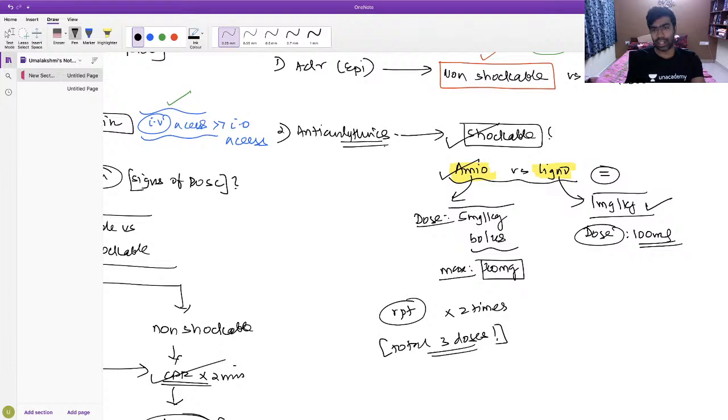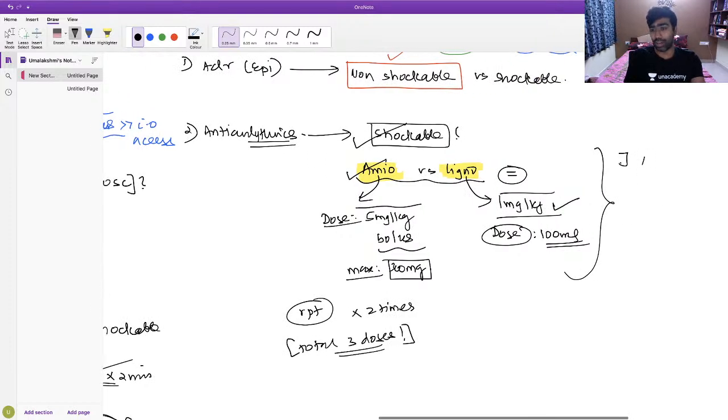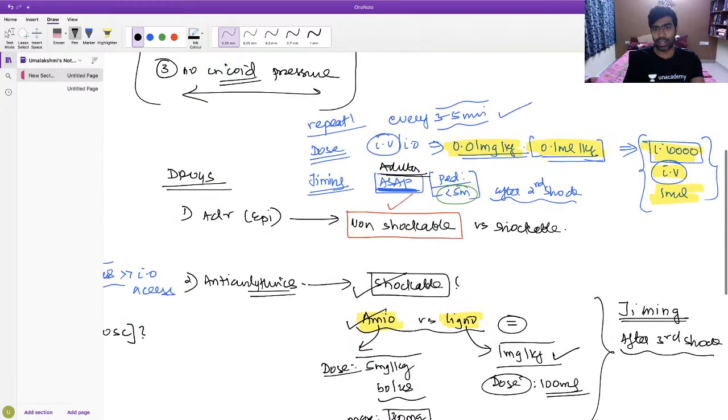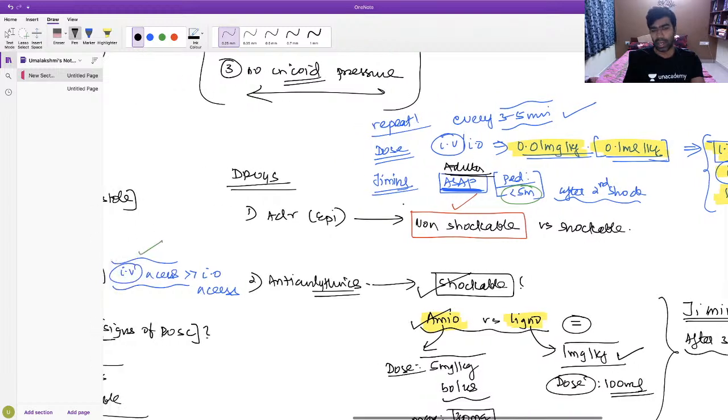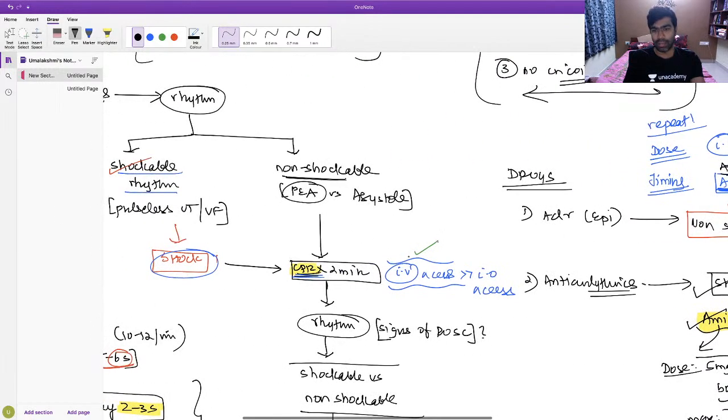But nevertheless, antiarrhythmics, when will you deliver? We have not discussed the timing of delivery of antiarrhythmics as far as the CPR is concerned. Usually it is delivered after the third shock. So naturally the question comes: what will you be doing after the second shock? After the second shock, I'll probably be giving adrenaline, and after the first shock, probably I'll be busy achieving an IV access or even an IO access for that matter.